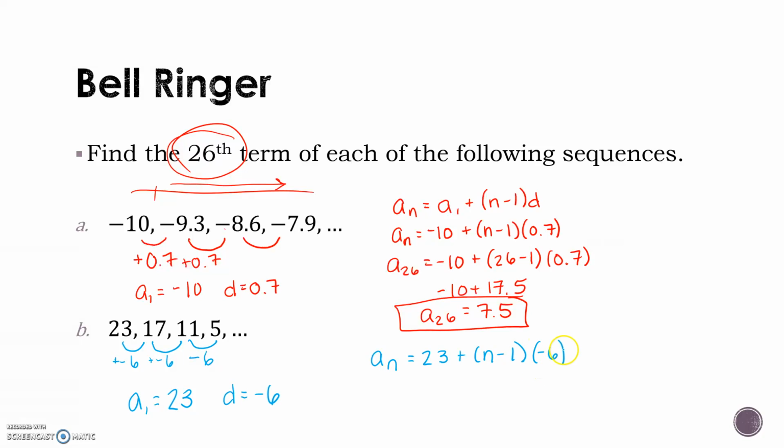Again, remember, especially with negatives, we need to put it in parentheses so that we remember that we're not doing n minus 1 minus 6. It's got to be times negative 6. So if I substitute in the 26th term, it's going to be 23 plus 26 minus 1 times negative 6. That's going to give us 23, and 25 times negative 6 is negative 150. If we subtract those, we should get that A sub 26 equals negative 127.